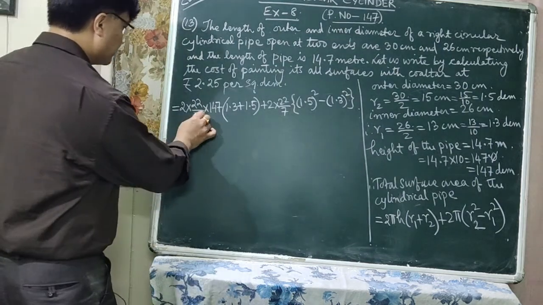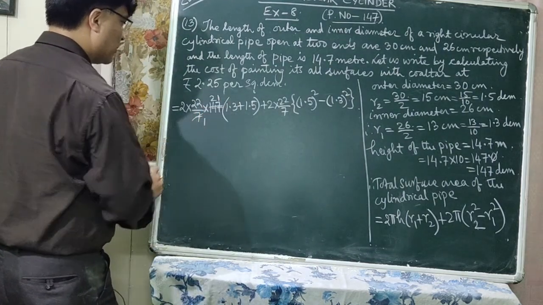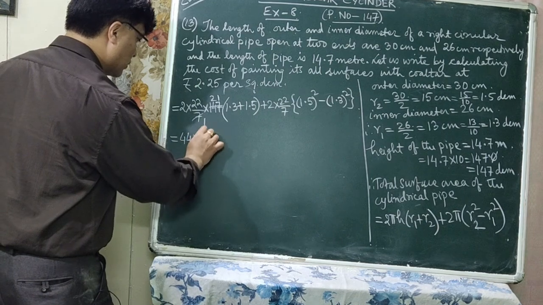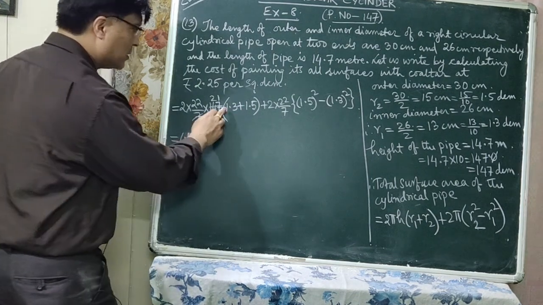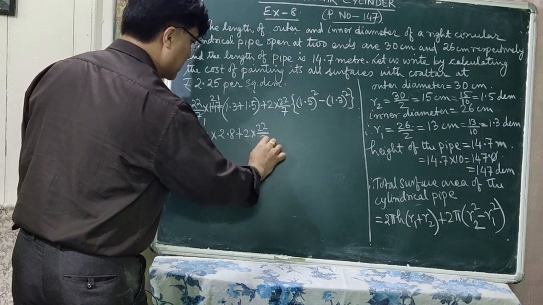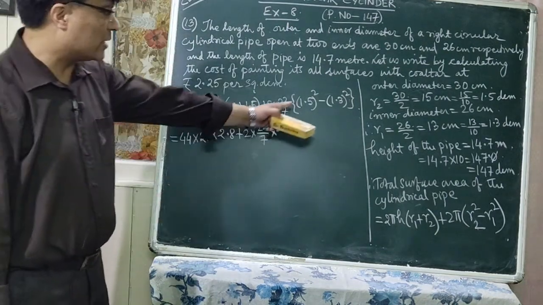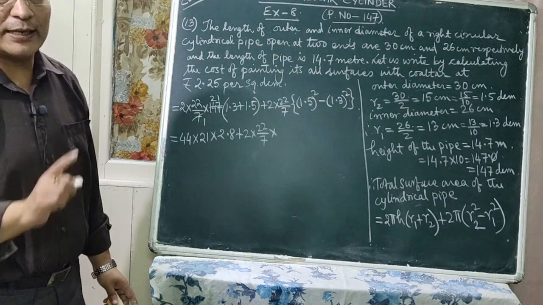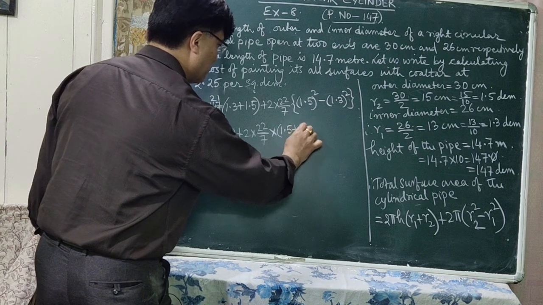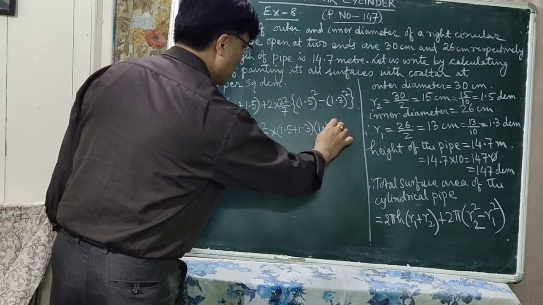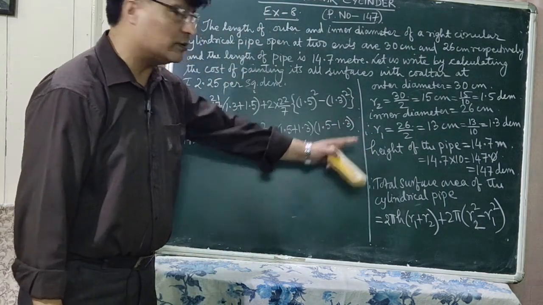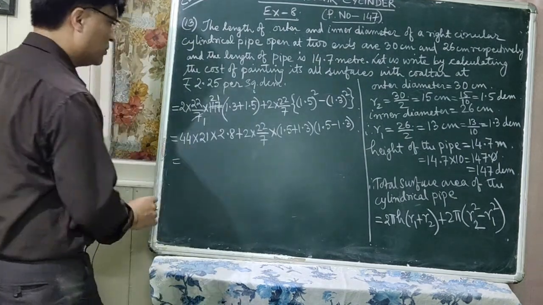So let us simplify it now. 7 ones are 7, 7 twos are 14, 7 ones are 7, right? So is equal to, how much is it now? 2 into 22 is 44 into 21 into, you can add it, 2.8 plus 2 into 22/7 into, now this is just like your formula A square minus B square. What is the formula? A square minus B square, A plus B into A minus B. So it is 1.5 plus 1.3 into 1.5 minus 1.3. Is that clear? That is your A plus B into A minus B. So which is equal to, now you can multiply here.